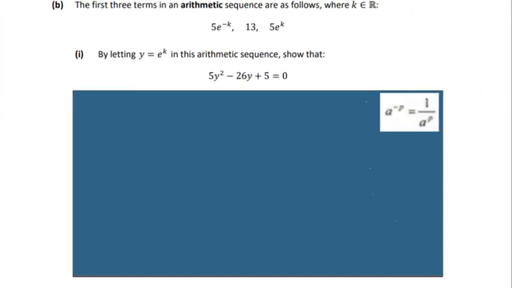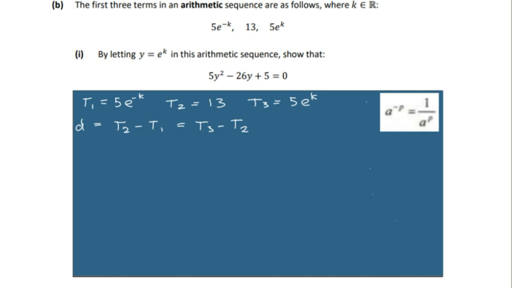Alright, so looking up now, we have the 3 terms. So we can say that t1 is equal to 5e to the power minus k, t2 is equal to 13, and t3 is equal to 5e to the k. So let's get this set up. So the difference is going to be equal to any term minus the previous term, so t2 minus t1, which is also equal to t3 minus t2. Okay, so we can use this format now to put the numbers in an equation.